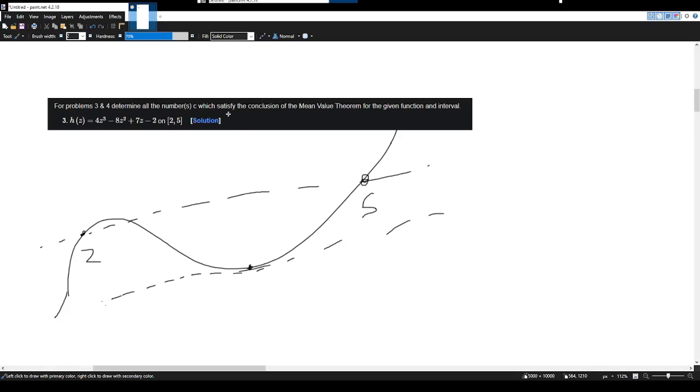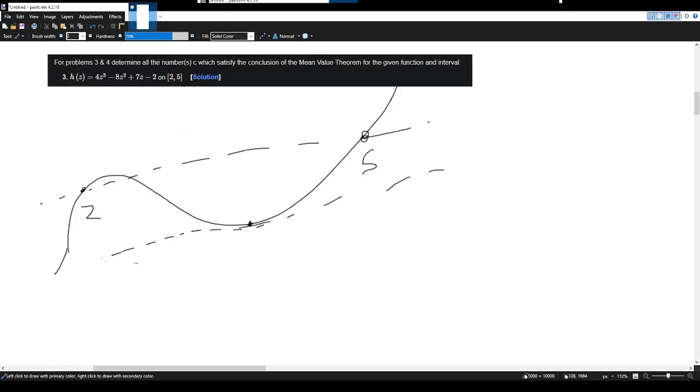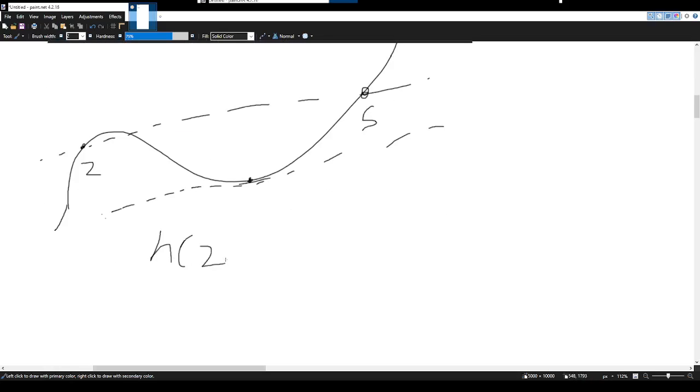So first, what we need to do is actually find the slope from x equals 2 to x equals 5. So what we can do is find what these points are, and then of course do change in y over change in x, which is rise over run. So we need h of 2 and h of 5, right?